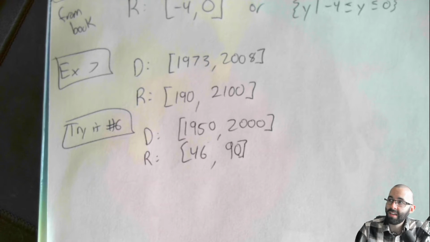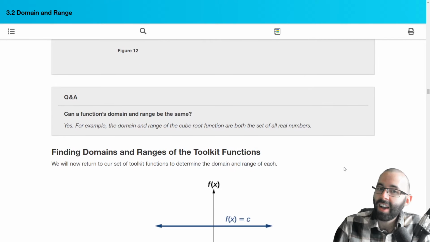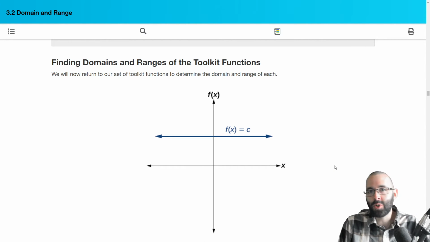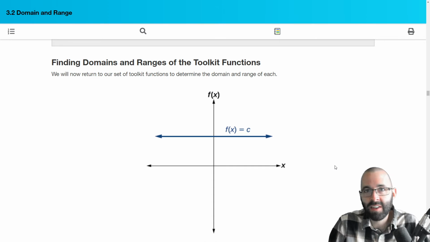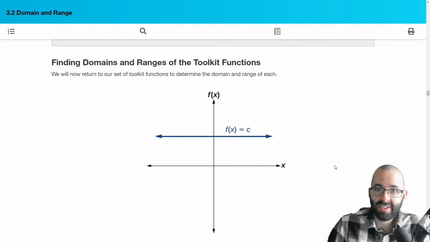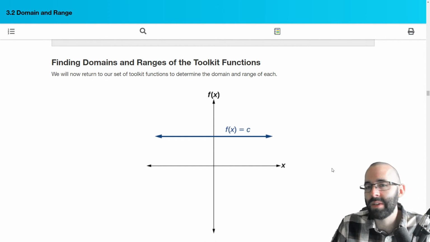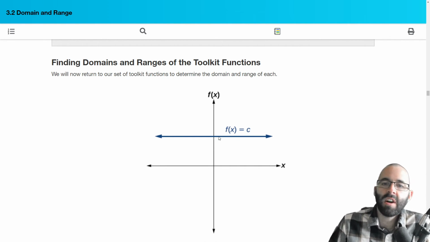But if you're worried about future sections, the toolkit functions are coming back. Okay? Remember I said in the previous section, toolkit functions, we're going to use them all chapter long. And they're really going to be big later on in the chapter. This is not when they're big yet, but if you want to get more familiar with them, now's the perfect time to do it. So this is our constant function.